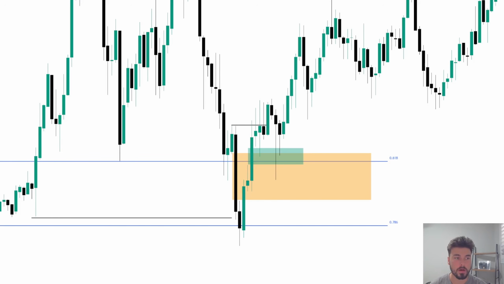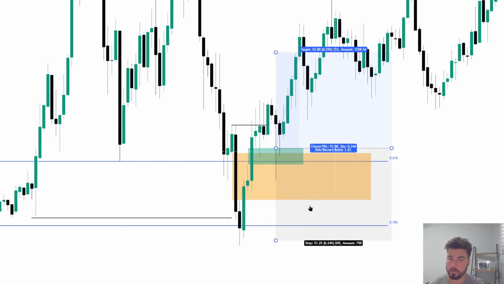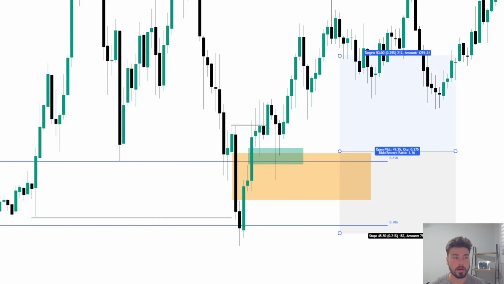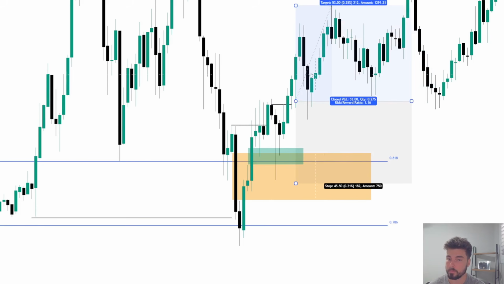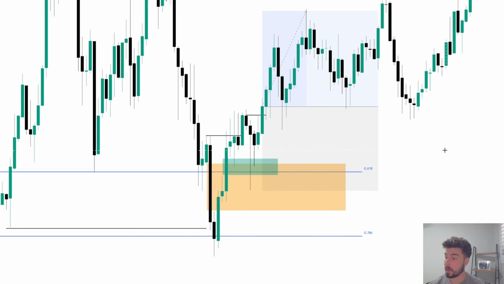Could I enter long from this inversion with my stop beneath these bodies? Yes. Could I enter long from the return into this fair value gap here with my stop below these bodies? Yes. Could I enter long when we close above these set of down close candles like this, and that forms an order block with my stop now below this swing low? Yes.